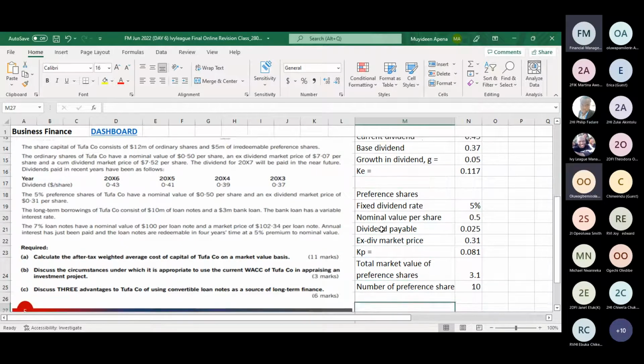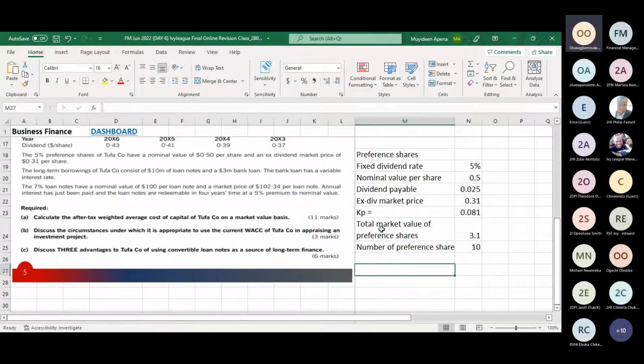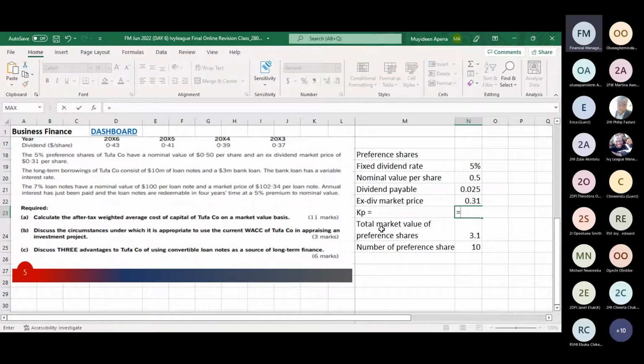Okay, your question. Can you go over the formula for KP and number of preference shares? So KP, which is the cost of preference shares, equals dividend payable in amount, which is 2.5 cents. Are you with me now? Divided by the XD market price of a preference share, which is 31 cents. That's the formula for it. Okay, that's how we got this.